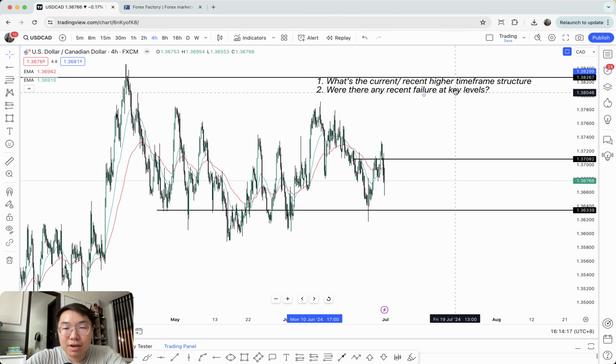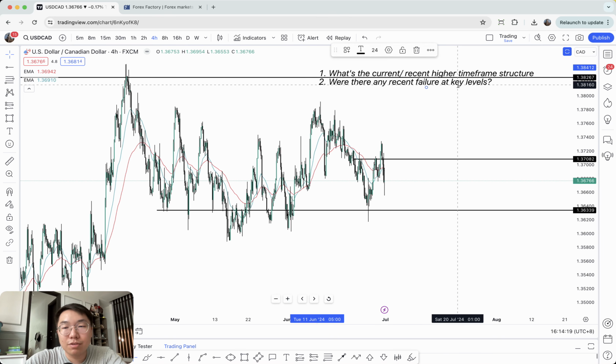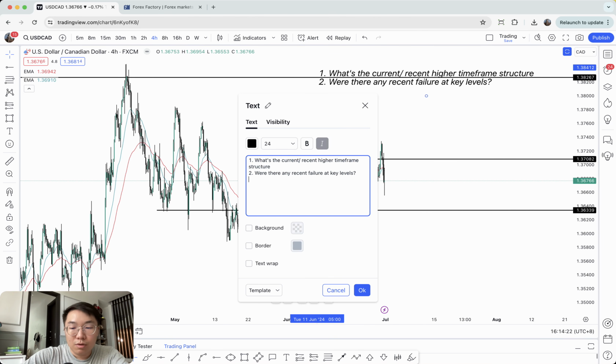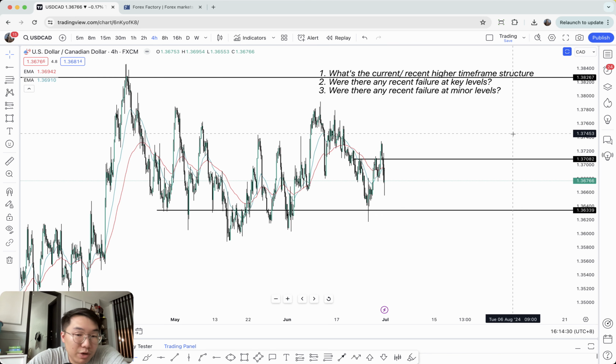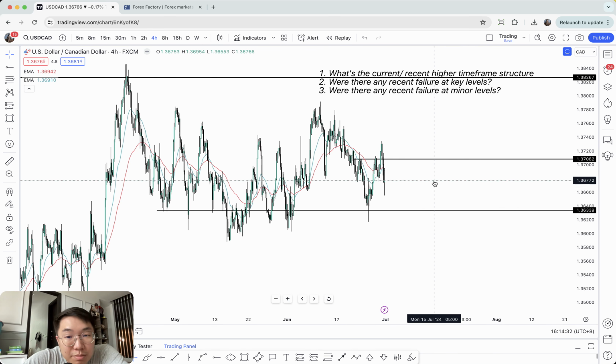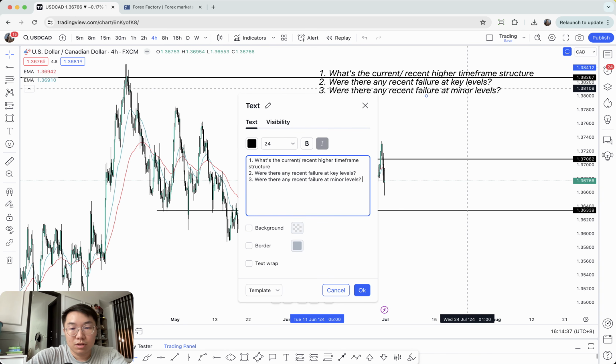After I identify a key level and whether there was any failure there, the third thing I'll ask myself is, were there any failures at minor levels? Minor levels are important as well, because we are short-term traders. So what does minor level basically mean? Who's in control? Just ask yourself, hey, who's in control in the short term? This is more of a short term view.